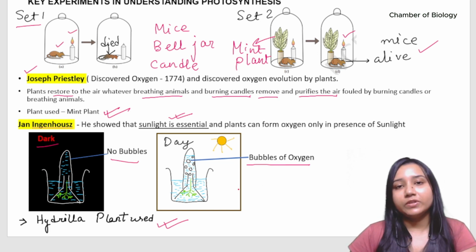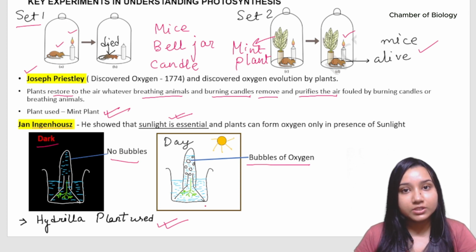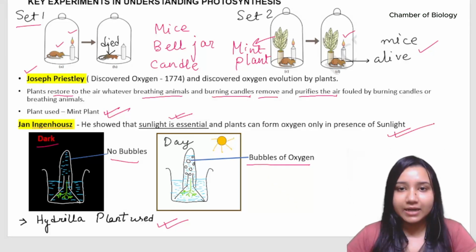So he came up with a hypothesis that it showed that sunlight is essential for photosynthesis and plant can only form oxygen in presence of sunlight.